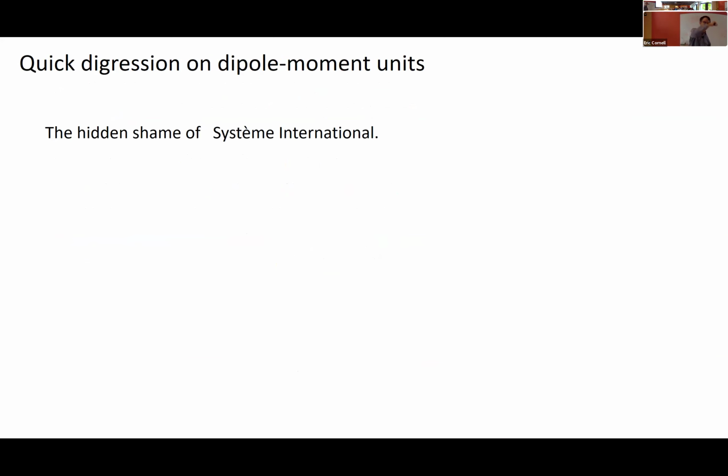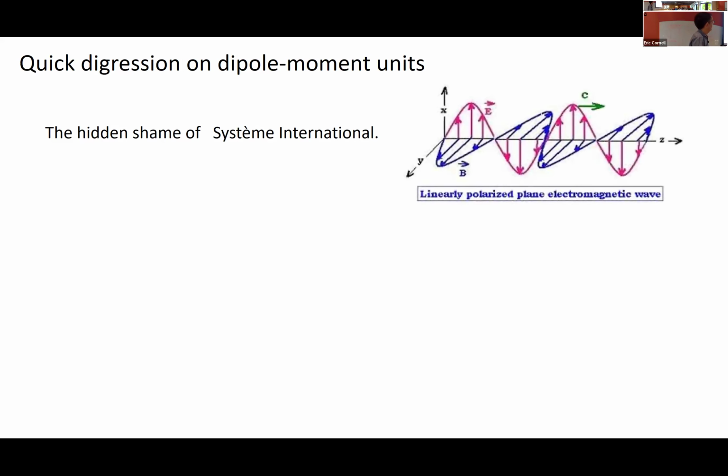Okay, we're going to talk. I work for the National Institute of Standards and Technology, and by federal statute, I have to use SI units. But SI units come with a hidden shame, something which is just very disgraceful about them. Anyone who's sensible knows that in a plane wave, the electric and magnetic fields have the same magnitude and the same dimension. It's just obvious, right? It must be true, but SI obscures that fact.